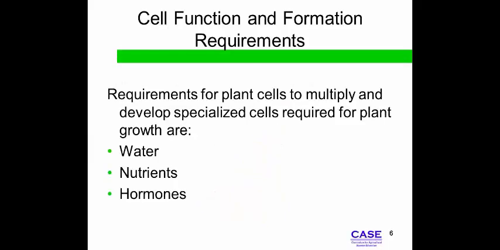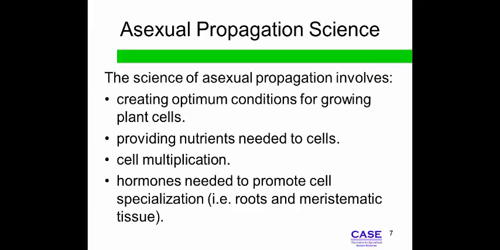In order for healthy plant development, the three basic building blocks, water, nutrients, and hormones, are required. Plant development requires optimum conditions. Cell multiplication is driven by the presence of nutrients. Hormones aid in the formation of cells that contribute to specialized functions like roots, vascular, and meristematic tissues.